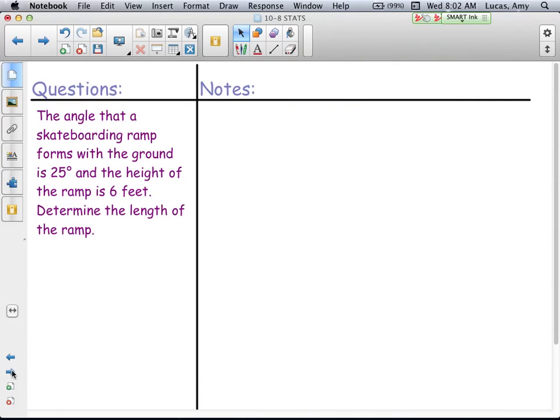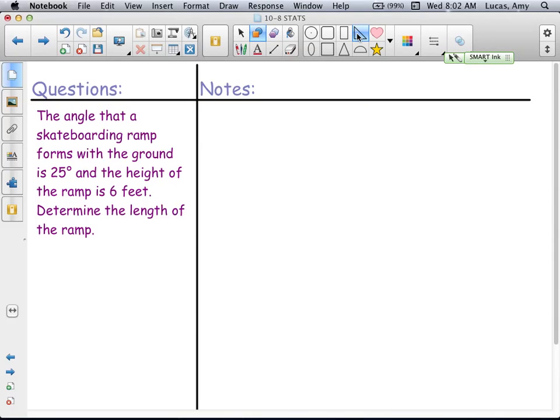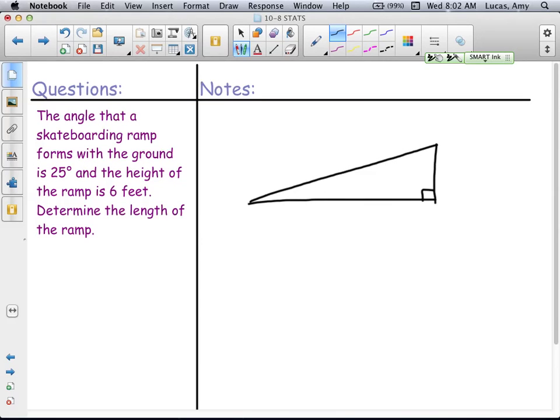Okay, our last problem says the angle that a skateboarding ramp makes with the ground is 25 degrees. So let's see. Maybe I'll just draw this one. So I've got a skateboarding ramp like this, and it's making a 25 degree angle with the ground. So that means that my angle right here is 25 degrees. The height of the ramp is 6 feet. Here would be the height of your ramp, and they're looking for the length of the ramp. So this would be the length of the ramp. So here's my skateboard ramp right here.